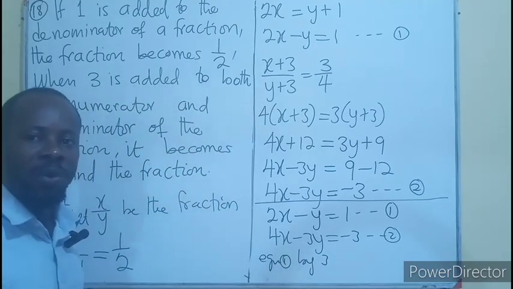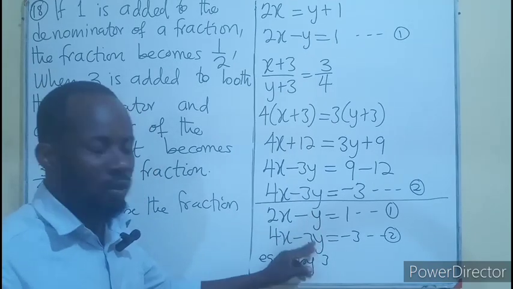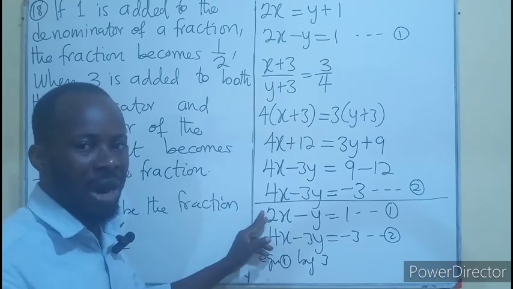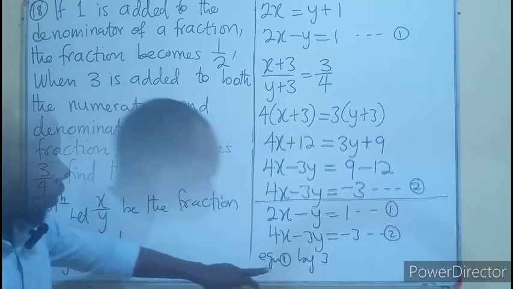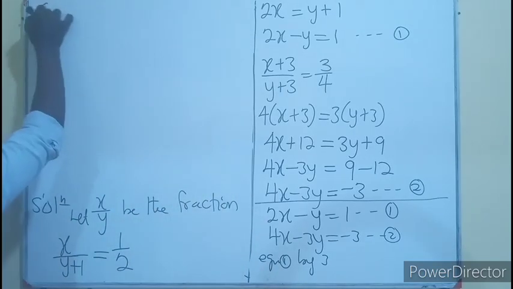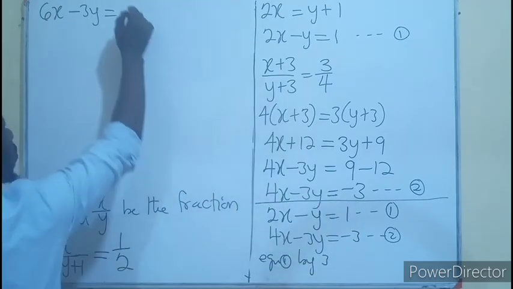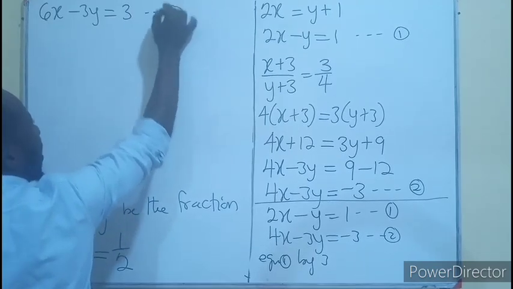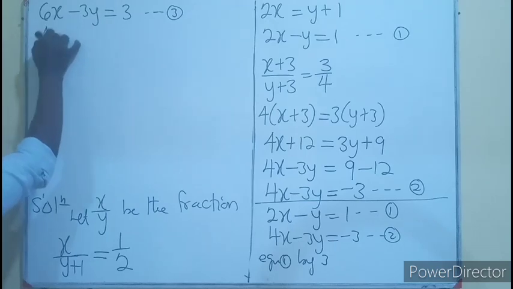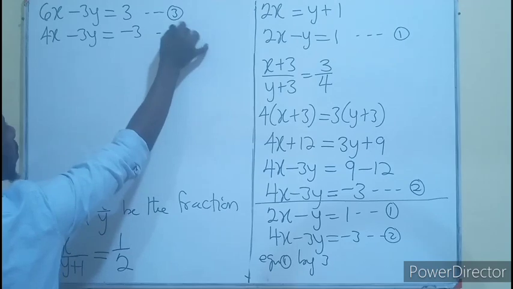We are going to multiply equation 1 by 3 so that the coefficient of y will be the same. You could also eliminate x by multiplying equation 1 by 2 in order to make the coefficient the same. So if that is the case, 3 times this gives me 6x minus 3y equals 3 times this, which gives us 3. Let's label that equation 3. Repeat back our equation 2, which is 4x minus 3y equals -3.